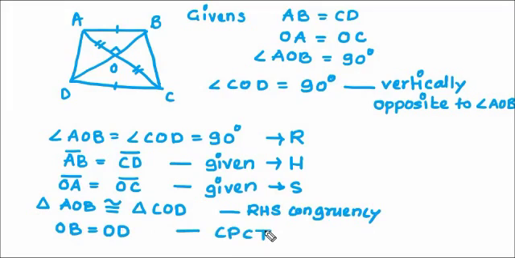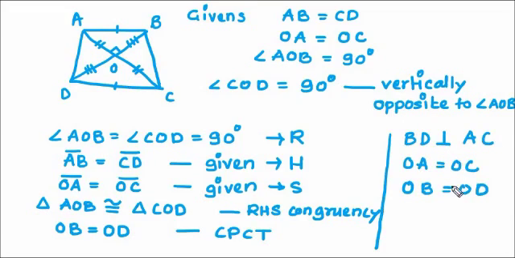Corresponding parts of congruent triangle, we get OB is equal to OD. So let's draw it here. And that shows us that both the diagonals are bisected and they're bisected at 90 degrees. So using the property of rhombus, which states that the diagonals in rhombus bisect each other at 90 degree, and we can see that BD is perpendicular to AC. This shows us that it is a rhombus.